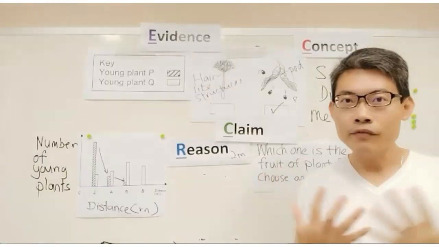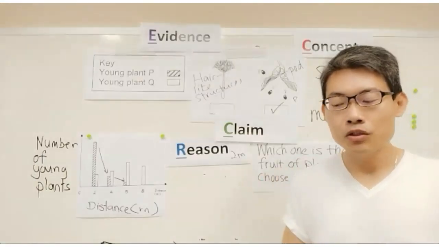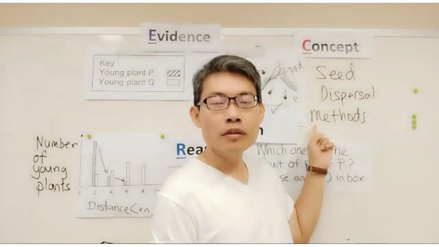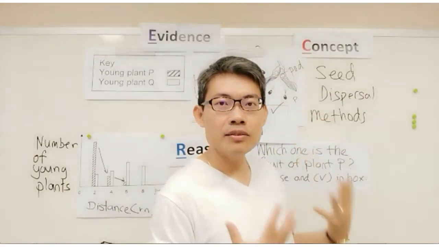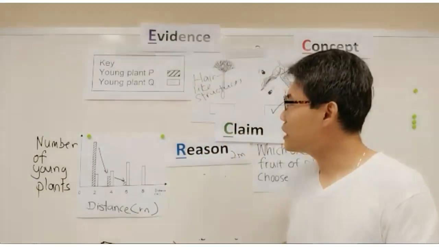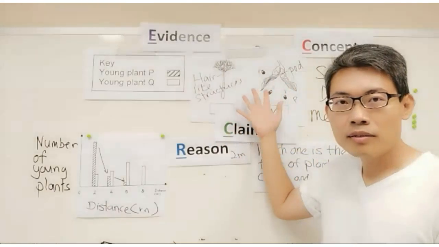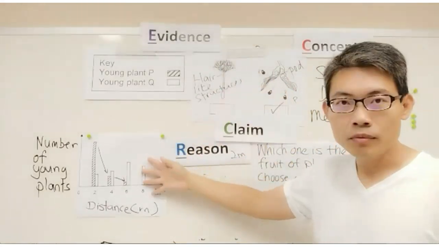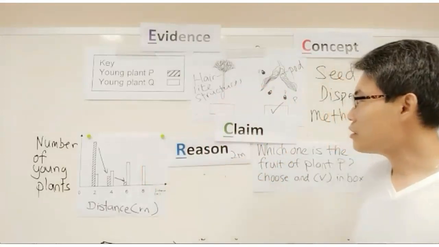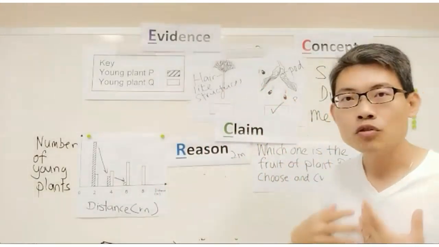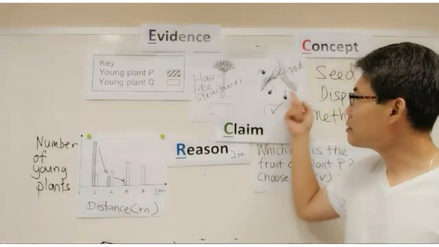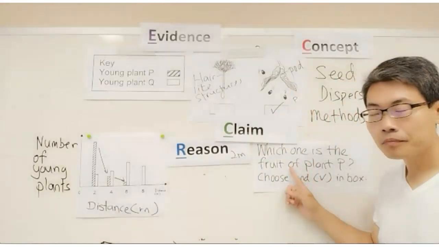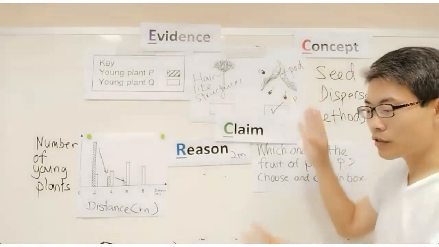Now let's bring everything together. After reading through the question, we are clear that this is the concept. We have confirmed that by reading through the evidences. And we have two main pieces of evidences. One comes from these two pictures, and one would be from the graph. And from these two pictures, we are able to make the correct claim that this is indeed the fruit of plant P. And we use these two pieces of evidences.